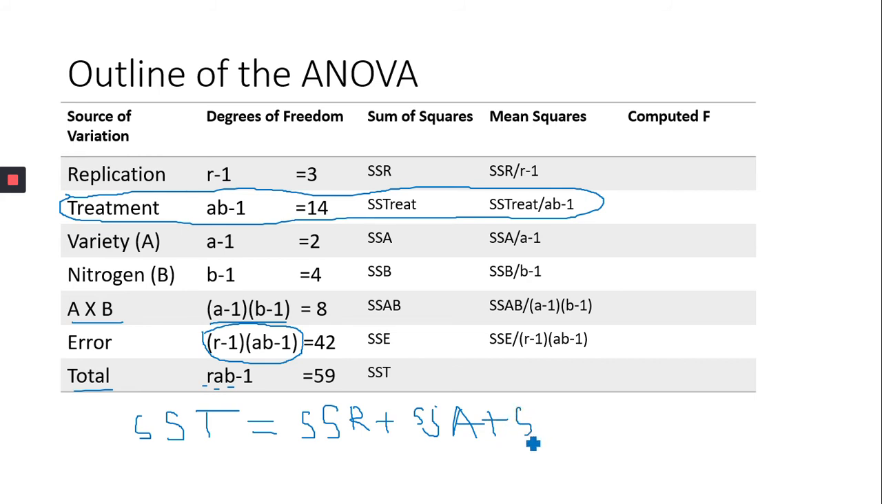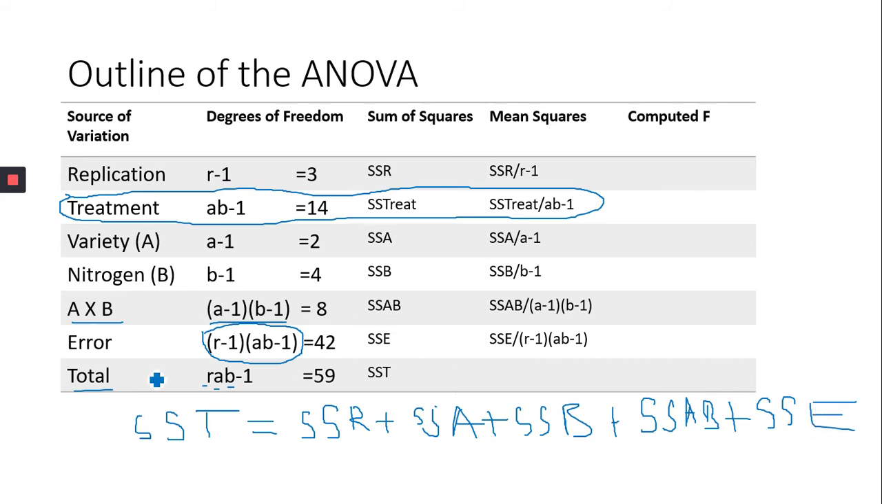Sorry, my pen is delaying, but this is important. I want you to get this. SSB plus the interaction, remember, SSAB, then finally plus the error. Remember the eijk, which we have, so we say SS error.